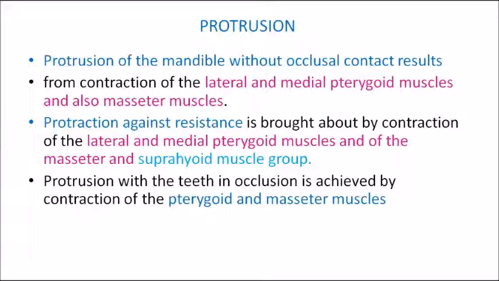But when there is protrusion against resistance, in addition to these three major muscles, that is your lateral and medial pterygoid and masseter, the suprahyoid muscle is also involved. So please note these exceptions, and which muscle is involved in addition to these three muscles in which kind of movement. Such exceptions and variations, please keep in mind, because they are extremely important; that is what examiners often ask in MCQ questions.